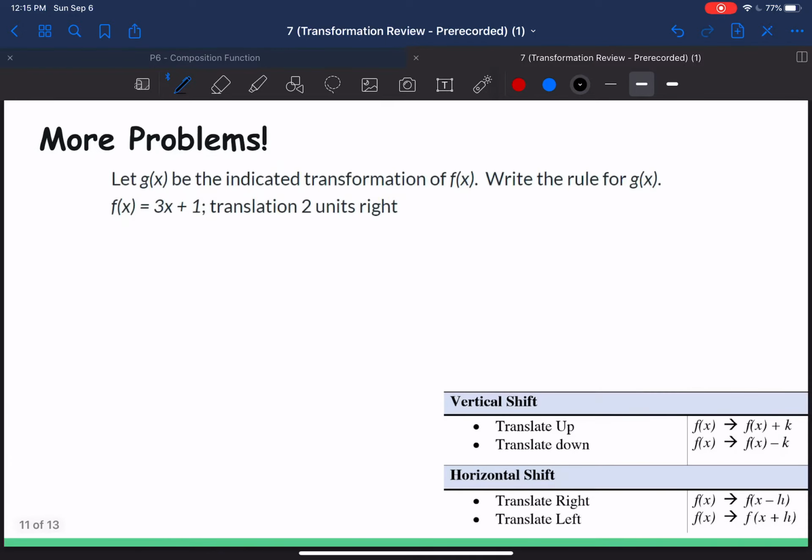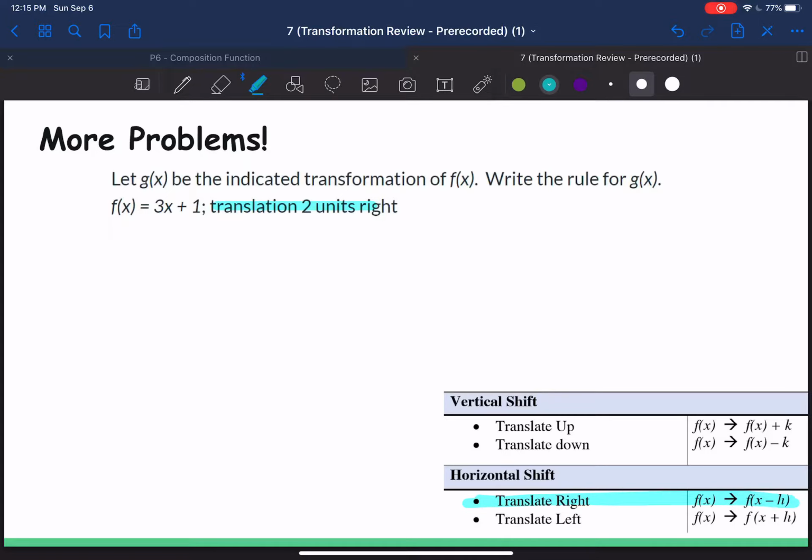Let's do a couple more problems. Let g of x be the indicated transformation of f of x. Write the rule for g of x. So f of x was 3x plus 1. This is our parent function. And then we have to translate 2 units right. So when I go to the table, I have to translate 2 units right. I'm going to highlight this one.